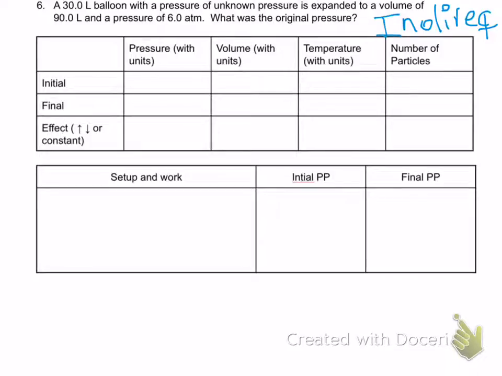A 30-liter balloon with unknown pressure is expanded to a volume of 90 liters and a pressure of 6 atmospheres. What was the original pressure? They're looking for the original pressure, so I'm going to mark it with an X right away, and then fill in the rest of the numbers. I know that the initial volume of the balloon is 30 liters, and we're expanding it until it gets to 90 liters and has a pressure of 6 atmospheres.